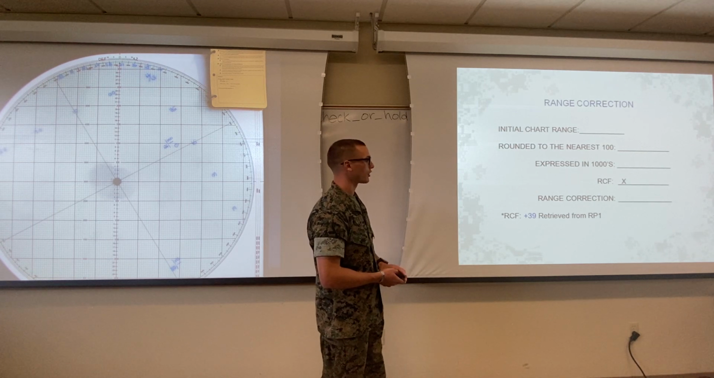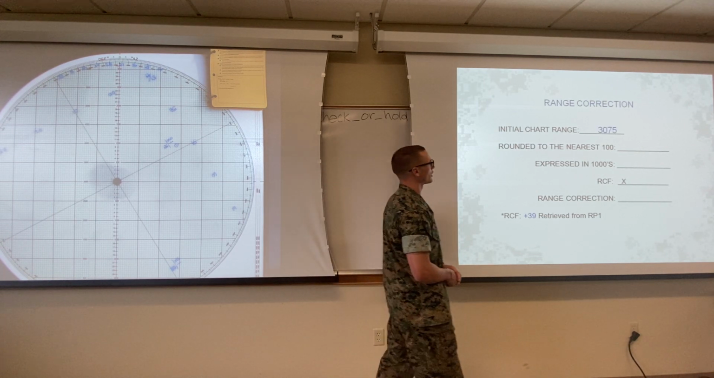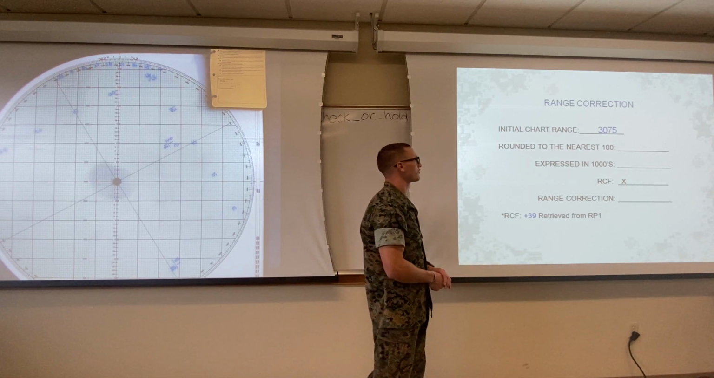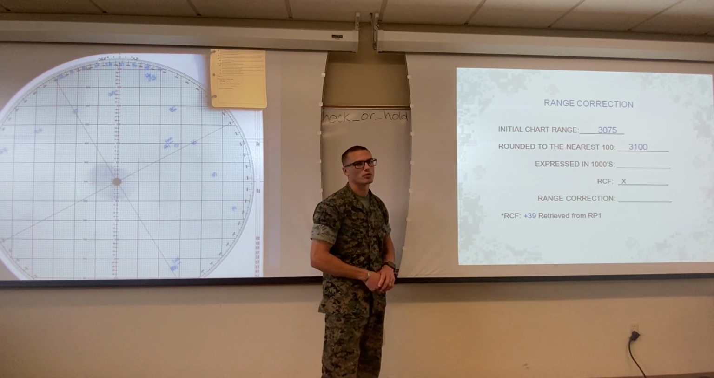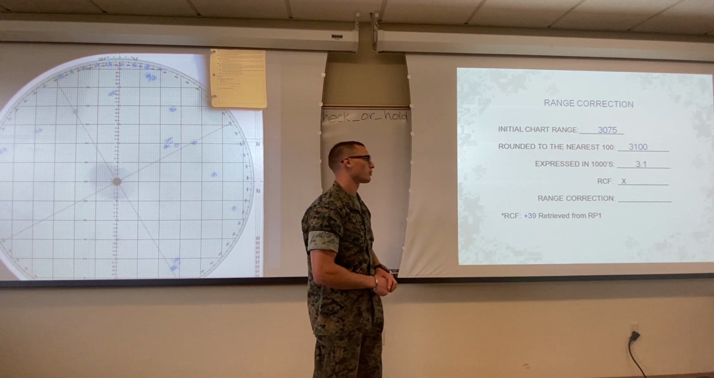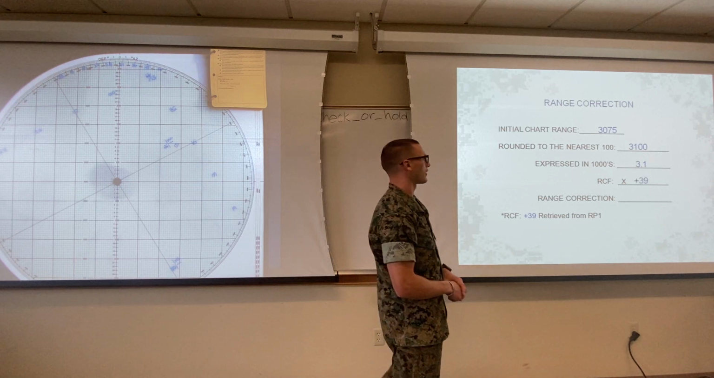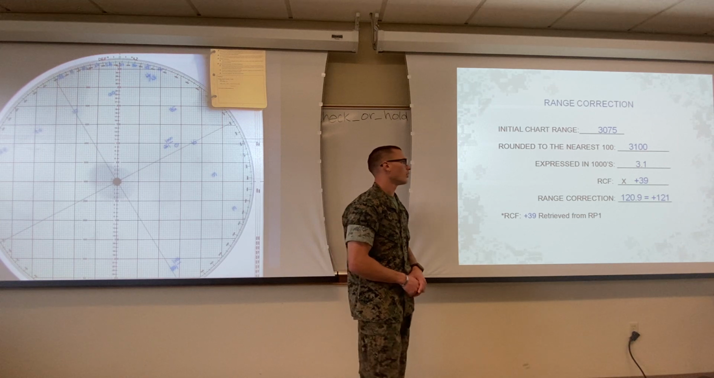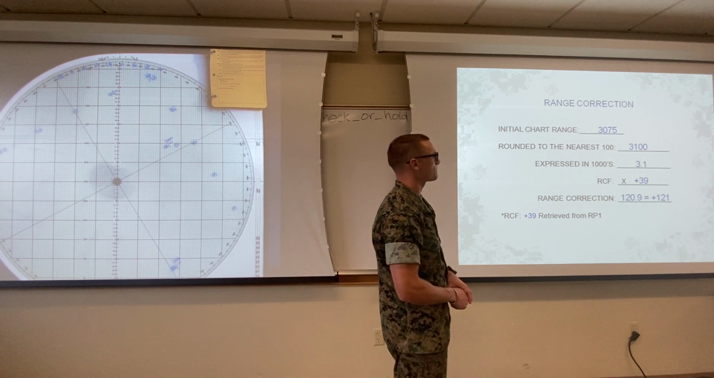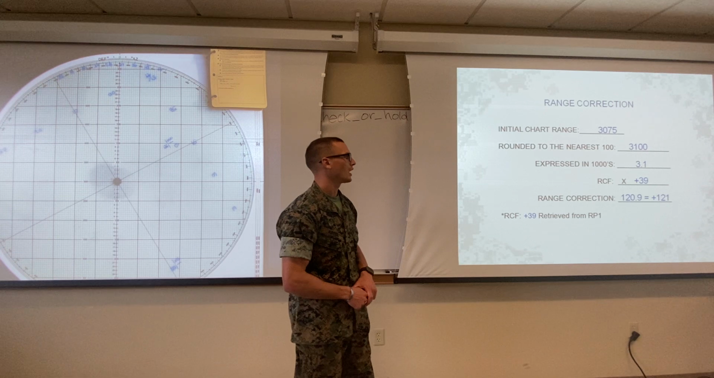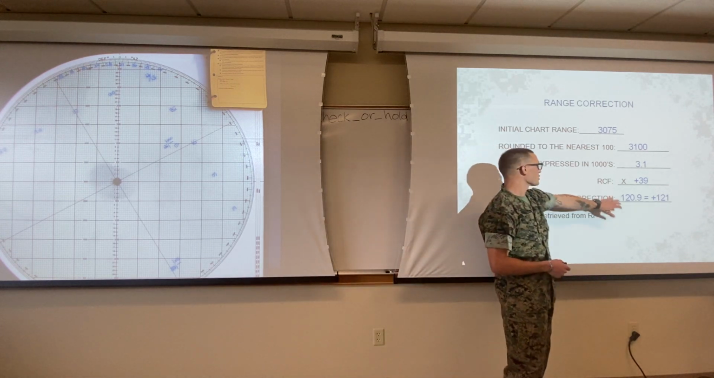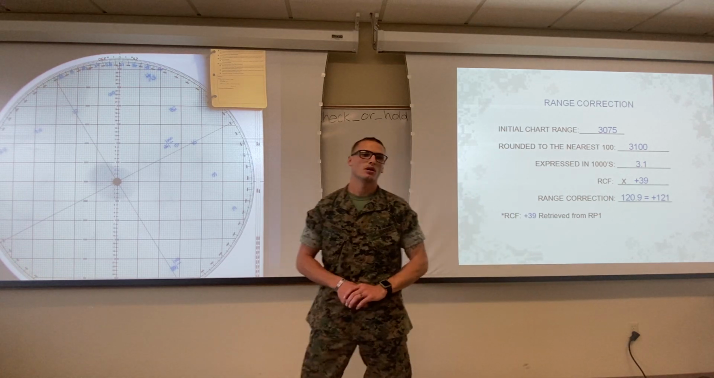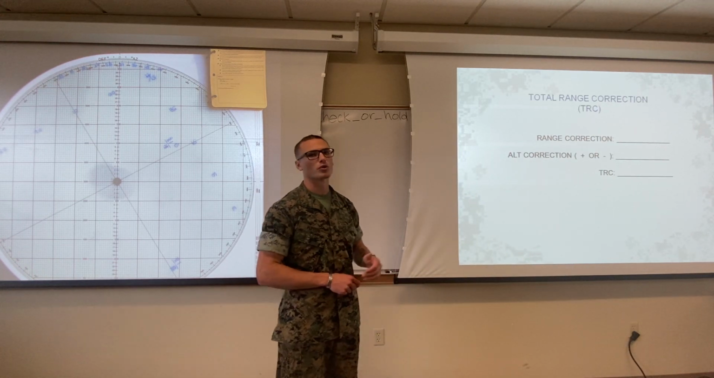Or sorry, range correction. So that initial chart range that we just got with this of 3075, round that to the nearest 100, gives us 3100, express that in thousands, is 3.1. All right, now we can multiply that by that positive 39, which gives us a decimal of 120.9. Go ahead, round that to the nearest whole number. And our RCF was a positive, so now our new range correction for this mission will be a positive number. All right, once we have that, we need to figure out our total range correction.